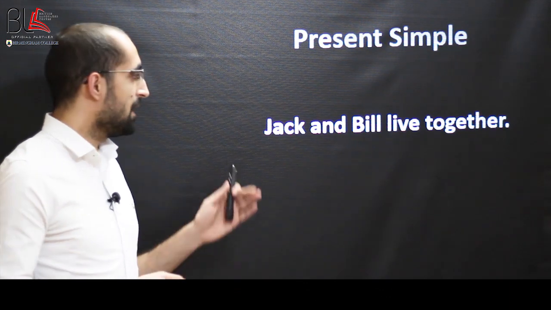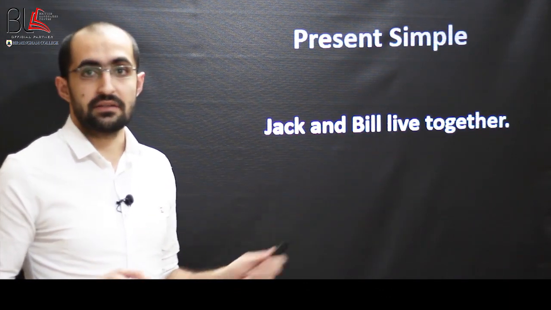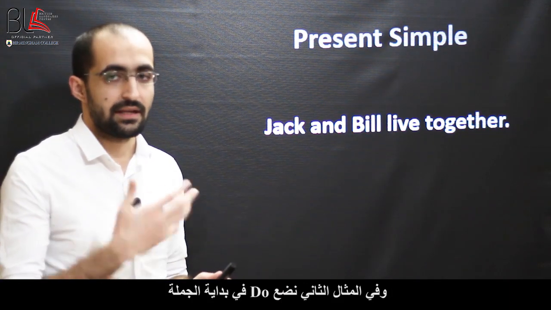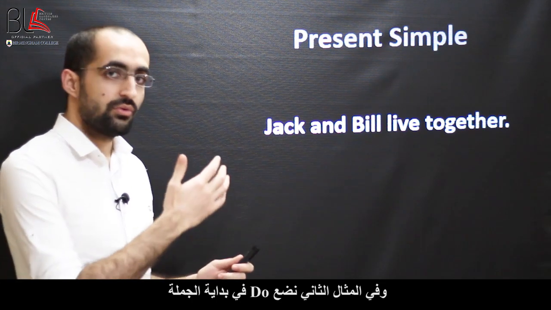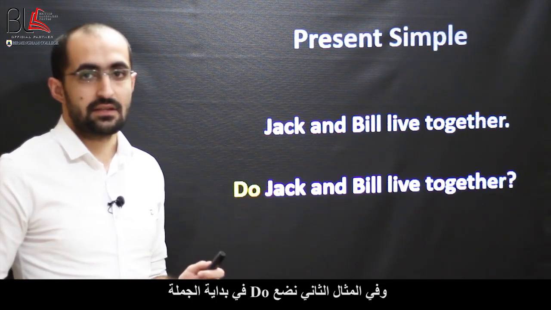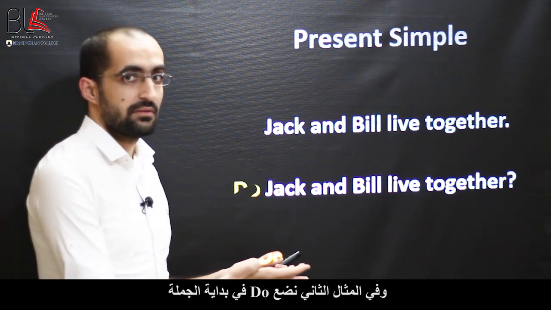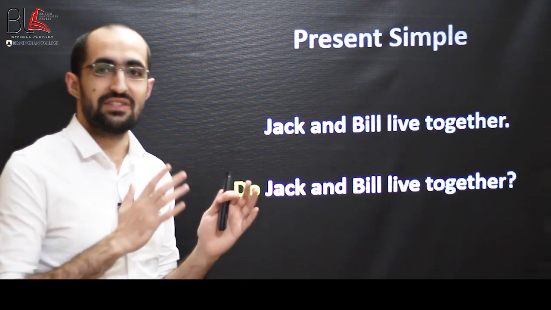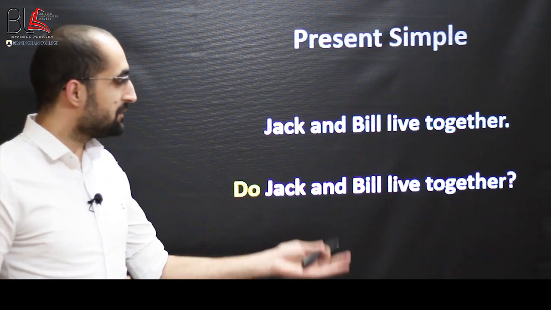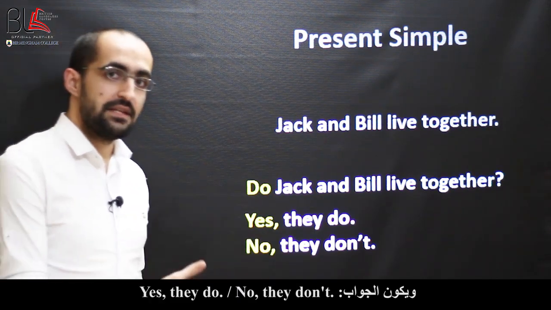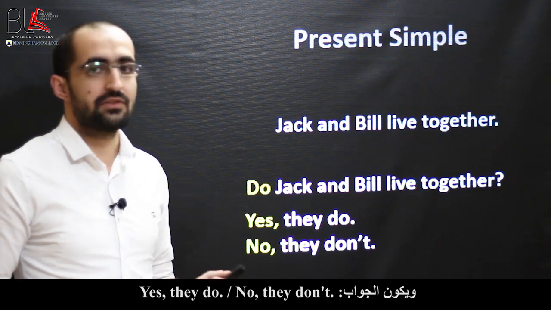Another example, Jack and Bill live together. Again, if we want to make it a question, we add do or does to the beginning of a sentence. And in this sentence, it becomes do Jack and Bill. Because we have Jack and Bill, that's why we say do Jack and Bill live together. The answer is yes, they do, no, they don't, and so on.